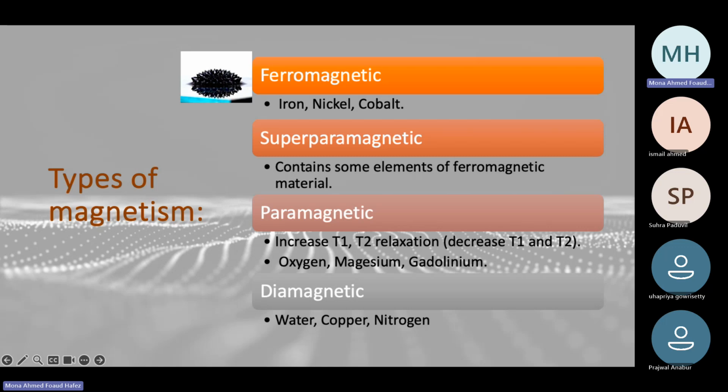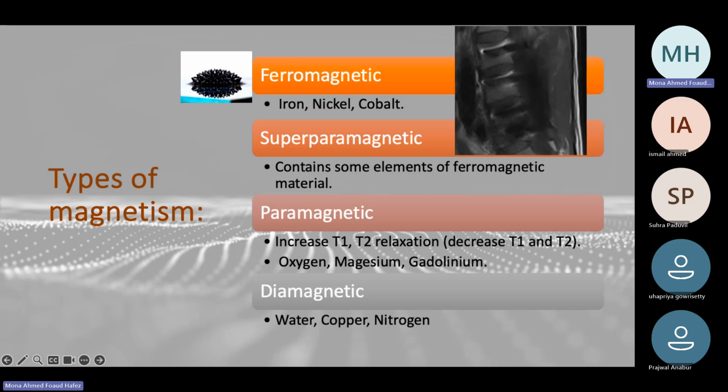Another entity for contrast study is other types of magnetism. Magnetism can be ferromagnetic, as in iron, nickel, cobalt; or superparamagnetic, which contains some elements of ferromagnetic material; or paramagnetic, which increases T1 and T2 relaxation, we'll see how, as in oxygen, magnesium, or gadolinium; or diamagnetic, which weakly repels the magnetic field, as in water, copper, and nitrogen. Okay, this is a ferromagnetic effect of foreign bodies.